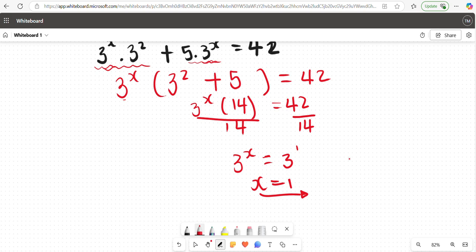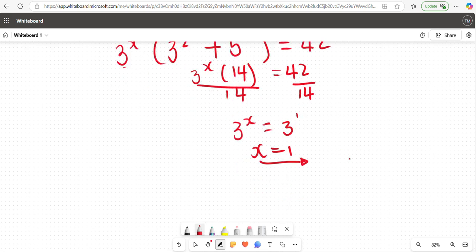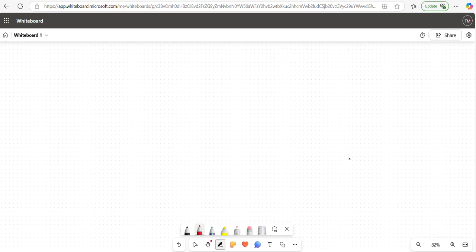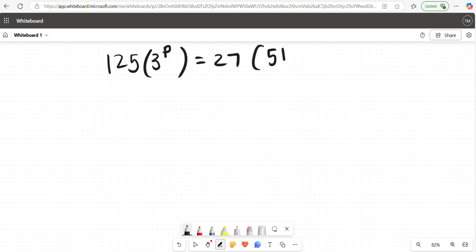I hope this makes sense. So these are the ones where you need to kind of factorize a little bit. Let's look at other ones that are slightly different from these ones and how we would go about solving those. So what if you have a 125 with the 3 to the power of p, being multiplied with the 125, and on the other side you have 27 with 5 to the power of p. So at this point I'm looking at this and I'm like, we have a power of p there and we have another power of p there, but the bases are different.